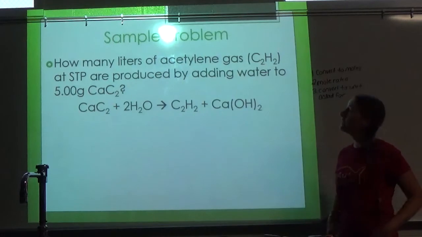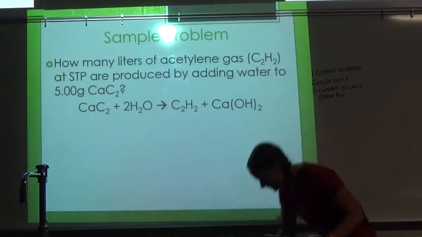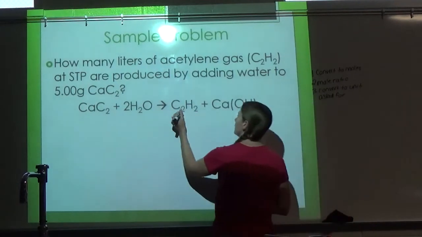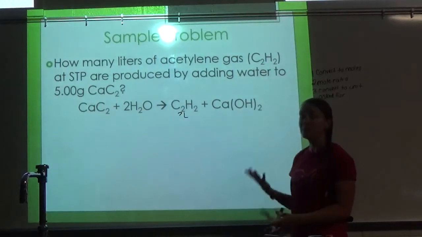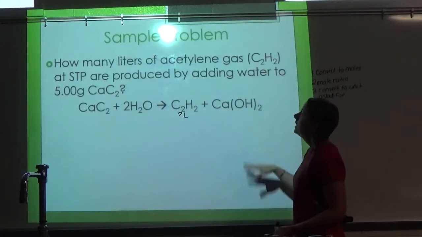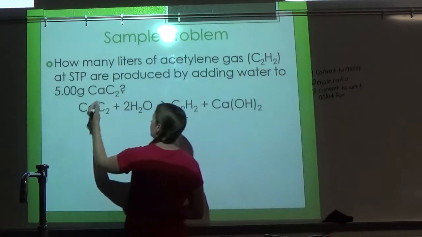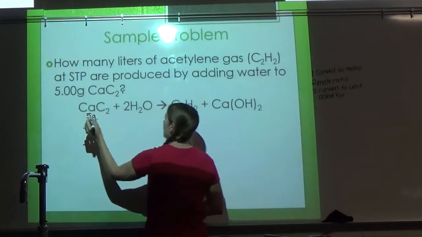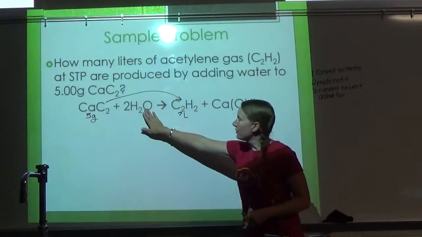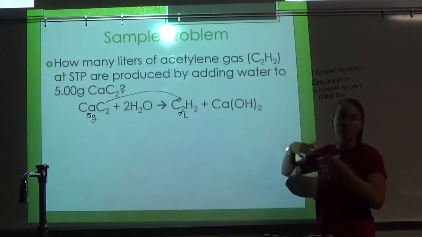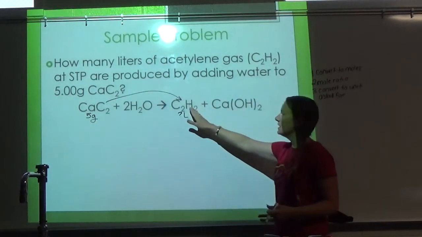So here's our first one. It says how many liters of acetylene gas, which I tell you is C2H2, so I'm going to put my question mark liters. Remember, I always like to write my information on my reaction. Sometimes there's going to be a lot to keep up with. At STP are produced by adding water to 5 grams of CaC2. So we're going from here to here. Notice I don't care about water or calcium hydroxide. The question didn't ask me about those. I just focus on CaC2 and C2H2.